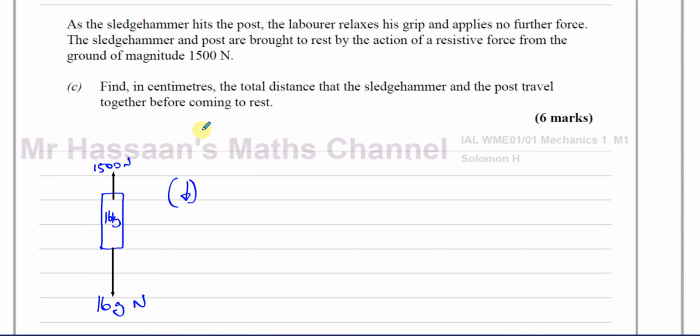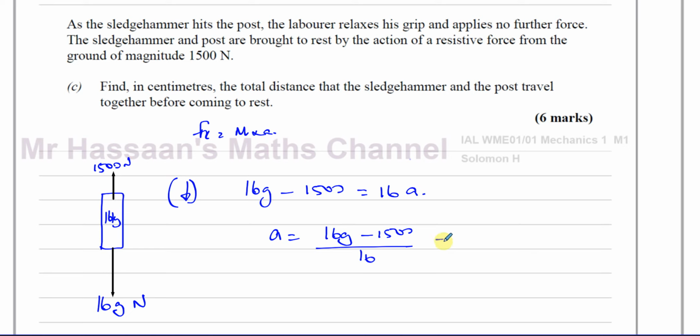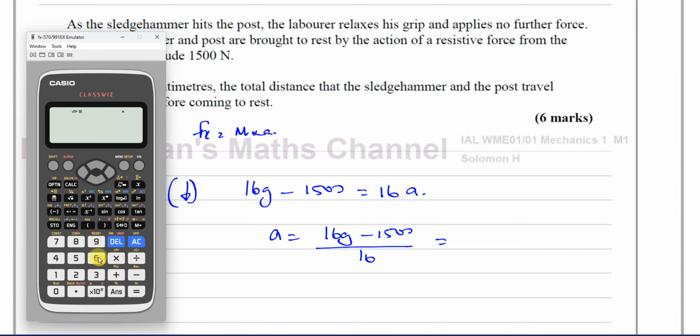We can say that the resultant force is equal to the mass times acceleration, and the resultant force, if we're taking down as positive, is 16g minus 1500, and that's equal to the mass, which is 16, times acceleration. So we can say the acceleration is going to be (16g minus 1500) over 16, and of course it's going to be negative because it's going to come to rest. That's definitely going to be a deceleration. So 16 times 9.8 minus 1500, divided by 16.